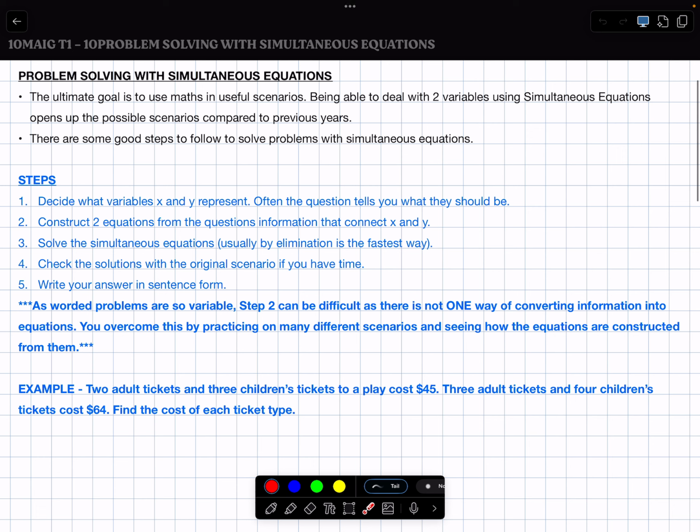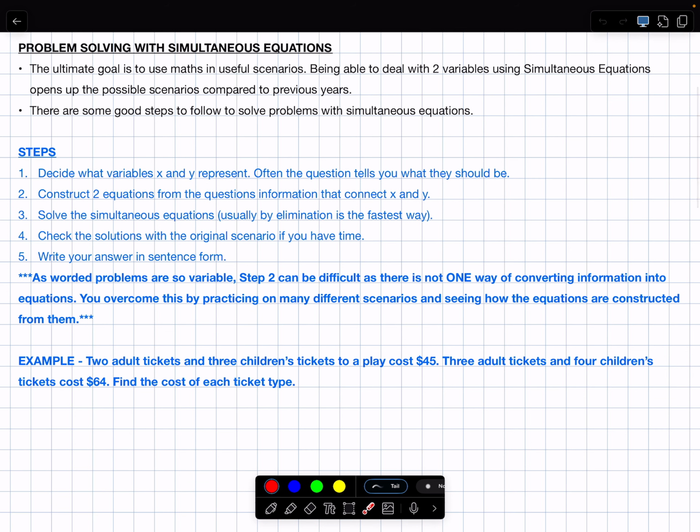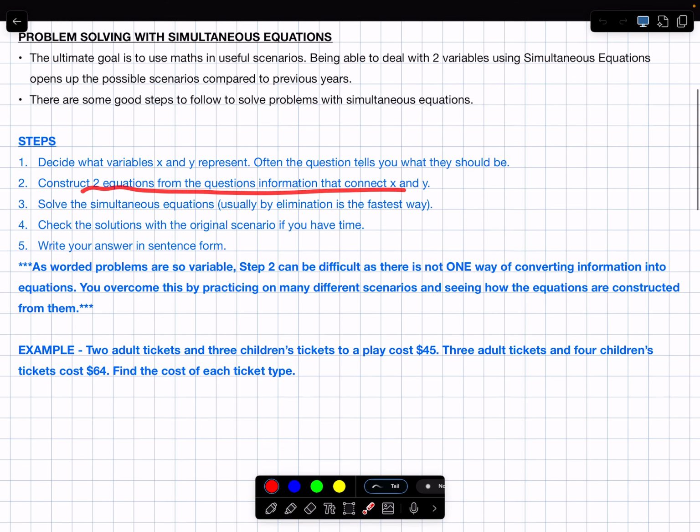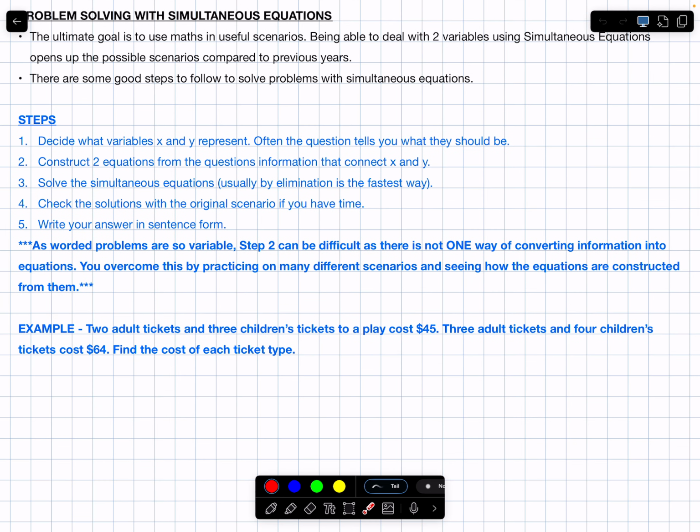These below are some good steps to follow to solve problems with simultaneous equations. They're very similar to the worded problem steps that you've had before. Step 1: decide what the variables x and y represent. Often the question will tell you what they should be. Step 2: construct two equations from the question info connecting x and y.